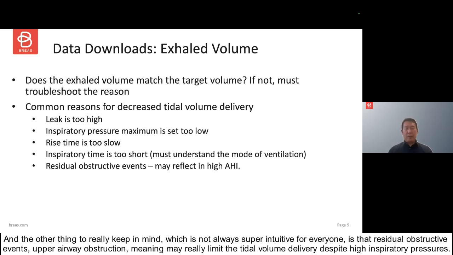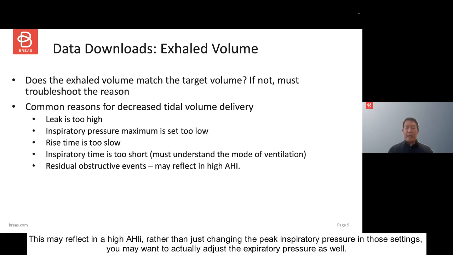And the other thing to really keep in mind, which is not always super intuitive for everyone, is that residual obstructive events, meaning upper airway obstruction, may really limit the tidal volume delivery despite high inspiratory pressures. This may reflect in a high AHI, and so rather than just changing the peak inspiratory pressure in those settings, you may want to actually adjust the expiratory pressure as well.